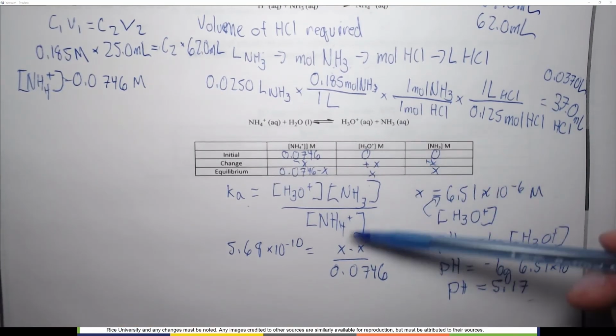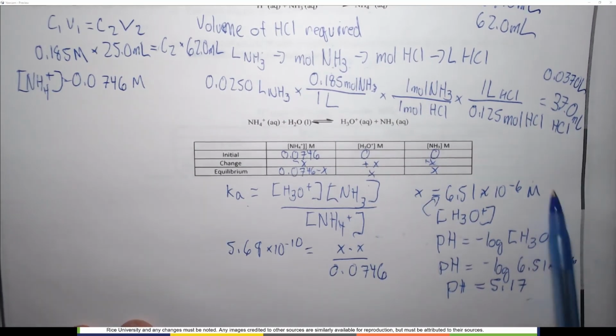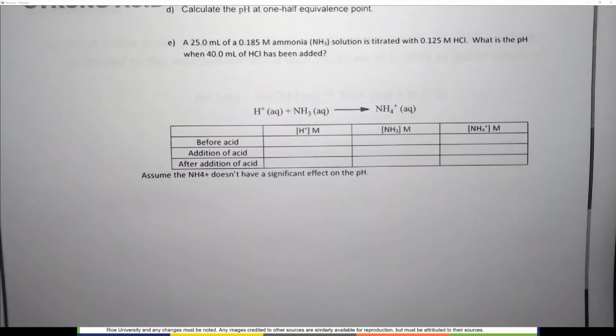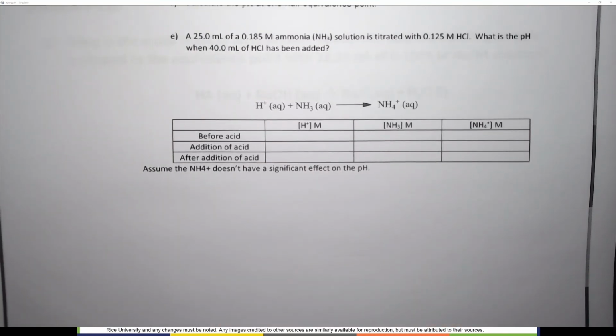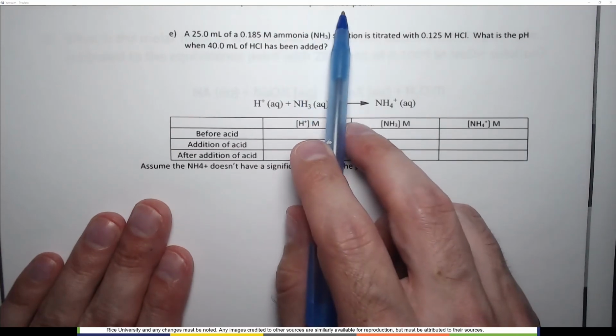Then make an ice table that you can do. This question was basically in the last chapter. Lots of work. All right, one more, lots of work. On the plus side, there's an easy problem here. So it says, what is the pH at 1/2 of the equivalence point?